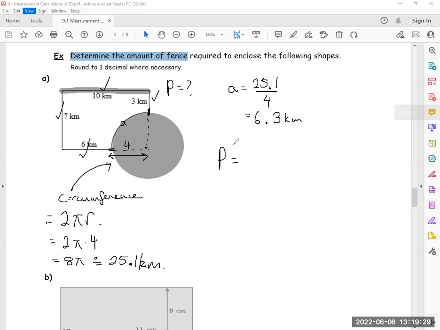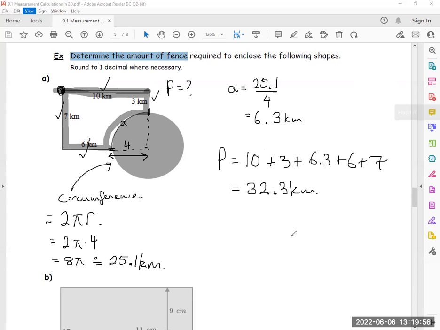Then my perimeter is, let's add it all together, starting from this top left corner. We've got 10, and then a 3, and then a 6.3, and then a 6, and then a 7. Going around, 10, 3, 6.3, 6, and then a 7. My final perimeter is 32.3 kilometers. Yes. If you would need area, would you divide the area by 4 and then you know the perimeter? Yes, exactly. Good for you. You got to think for yourself that way.